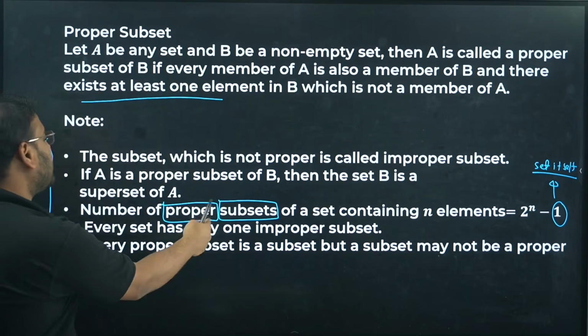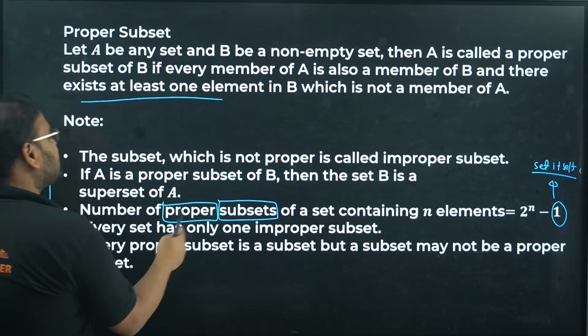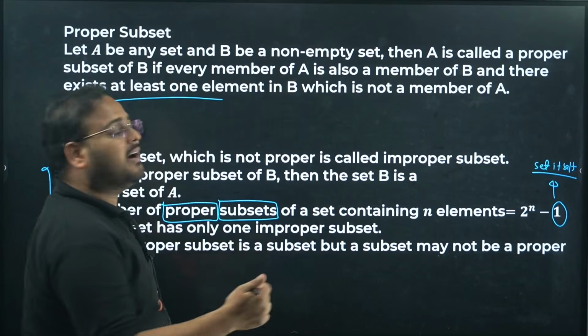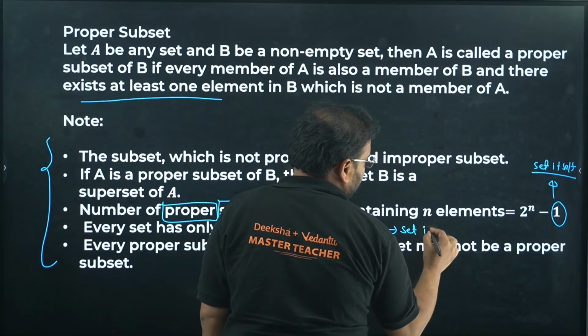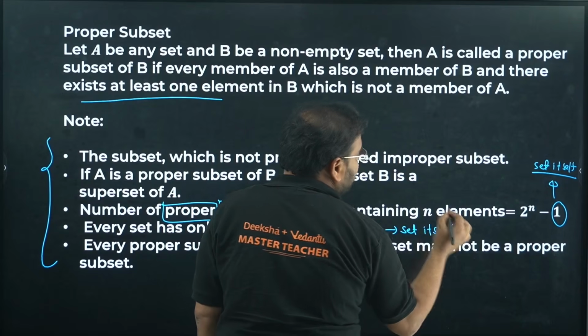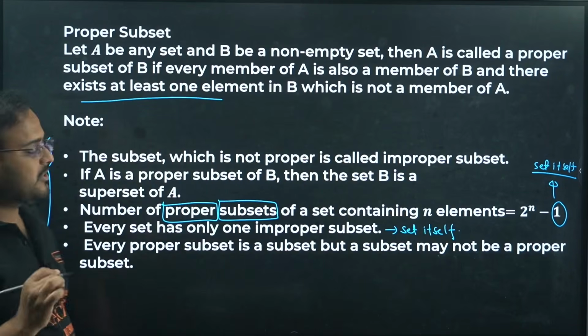In the case of proper subsets, every set has only one improper subset, which is the set itself. I hope this makes sense.